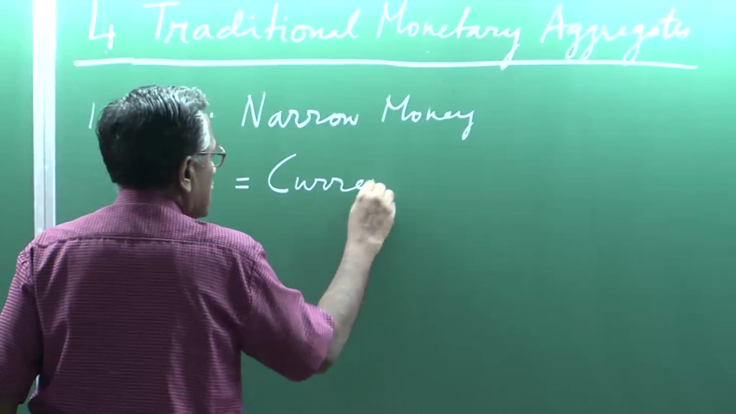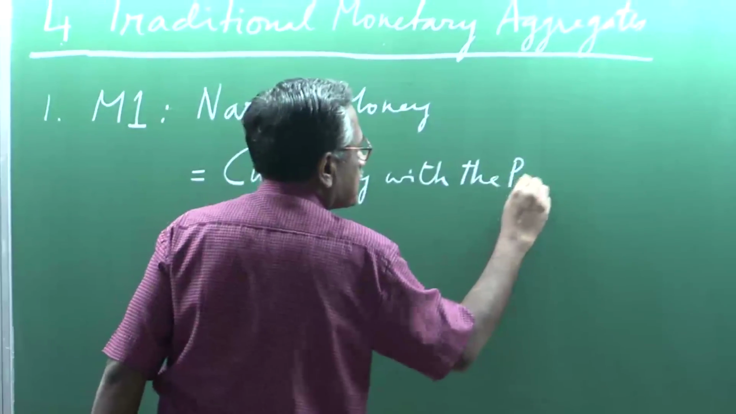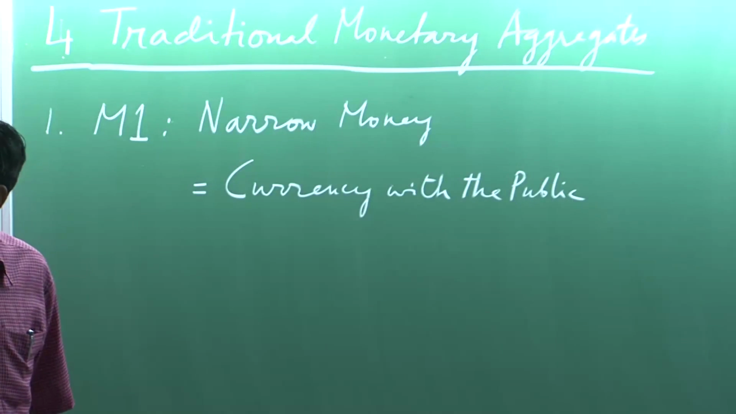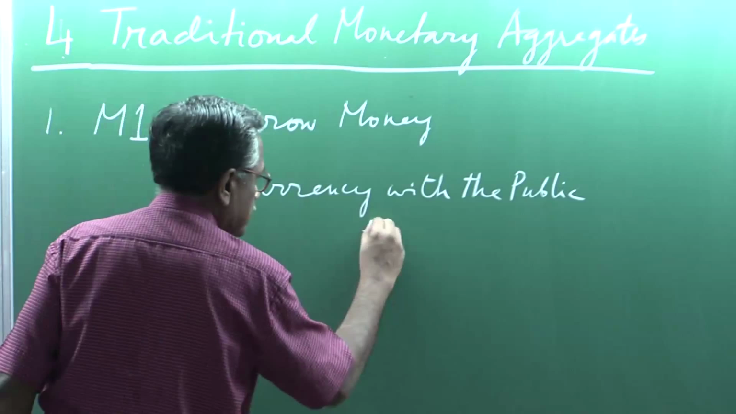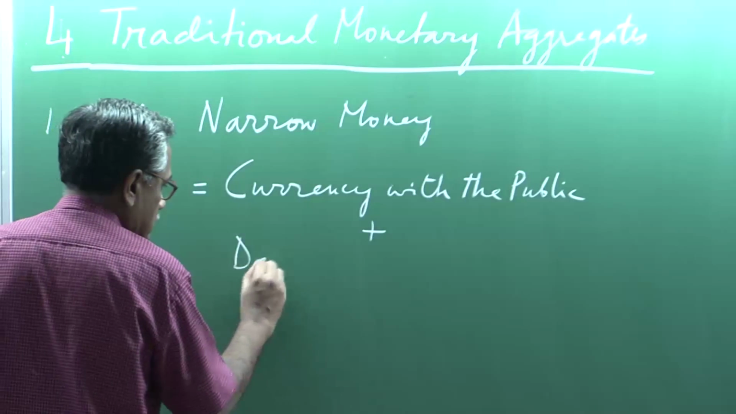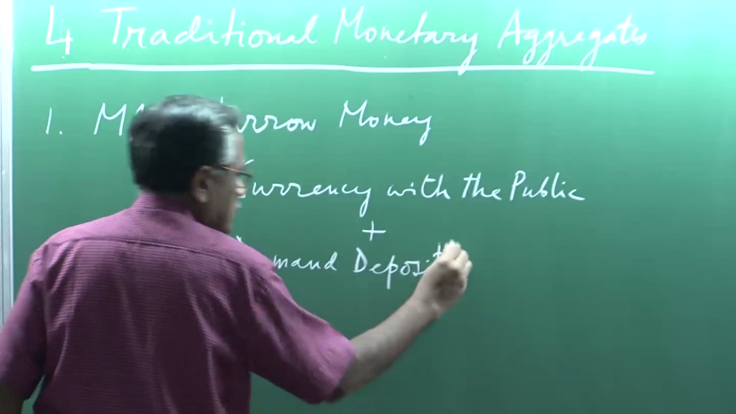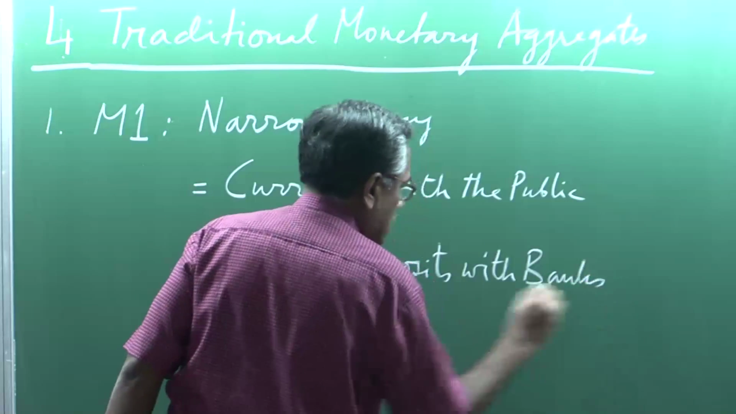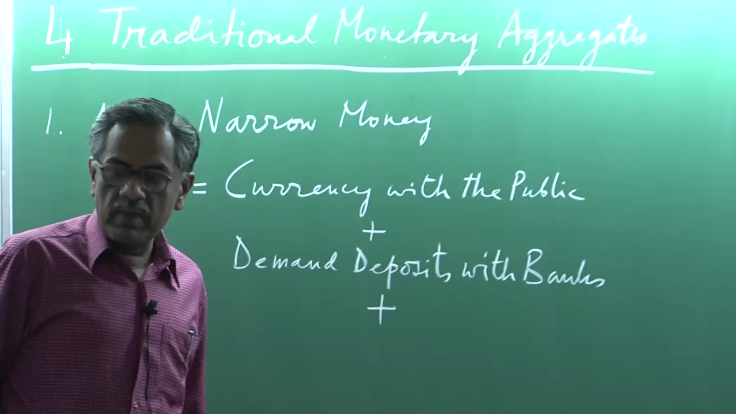Currency with the public, so it's not currency in circulation, currency with the public, plus demand deposits with the banks. Demand deposits with banks are, as I told you, there are 2 types of deposits, conceptually speaking, demand and time.